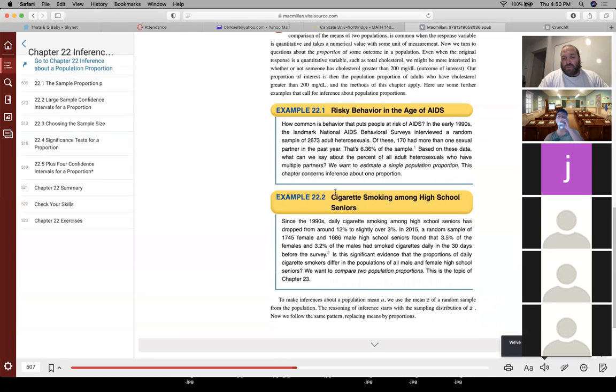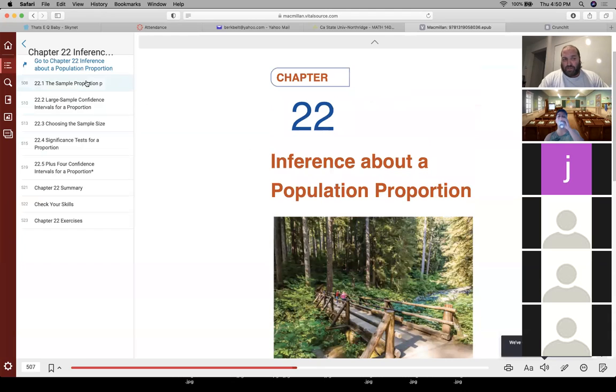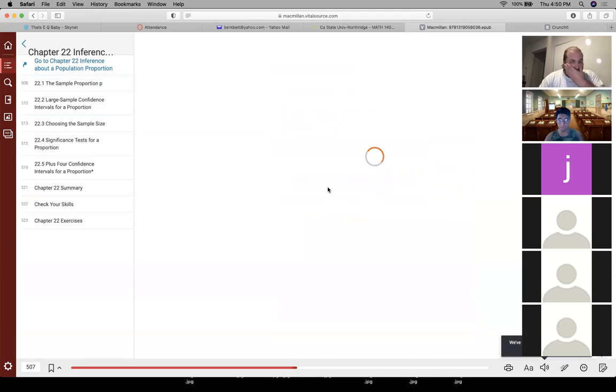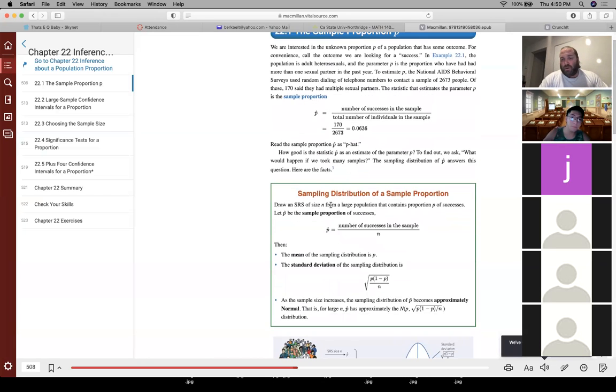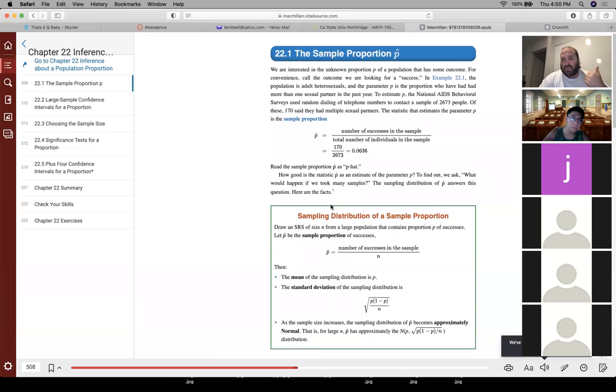So everything we did so far is about means, but now we're going to do it about a population proportion. So essentially, what does it come down to? We have to know the test statistic that we're going to use, the confidence interval formula that we're going to use, and the hypothesis testing formula that we're going to use. So first, what is the sample proportion? It's the number of successes divided by the number of trials.